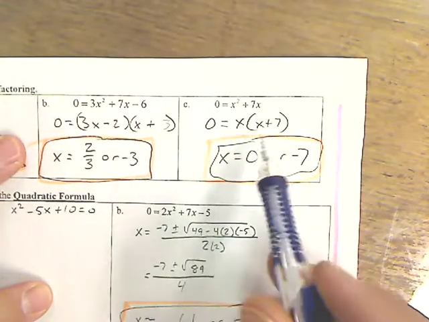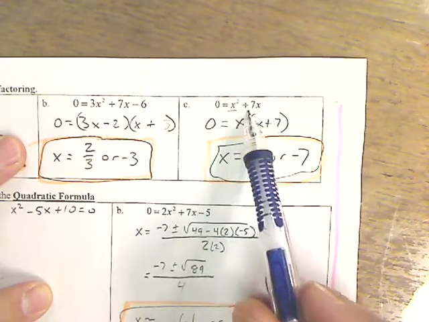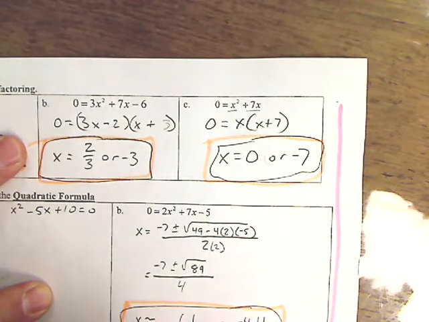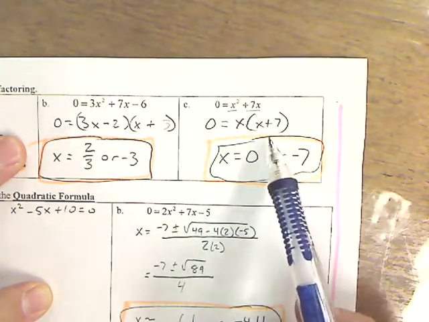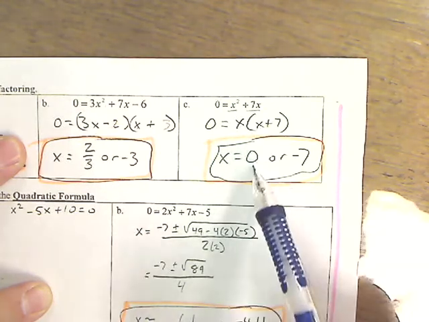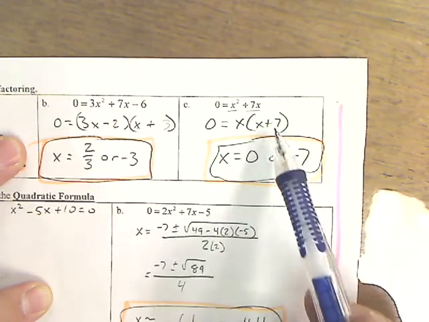For some reason, this is the hardest one for everyone. It's just the common factor. What do both of those guys have in common? They both have an x in it. I pull out the x. Then I have x equals 0 or x plus 7 equals 0. Well, negative 7 makes that true.